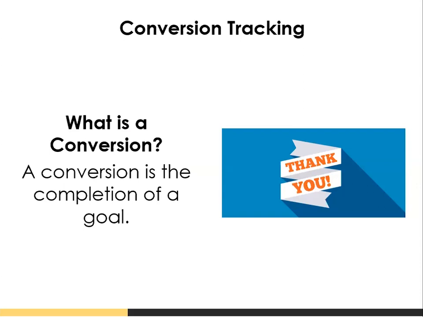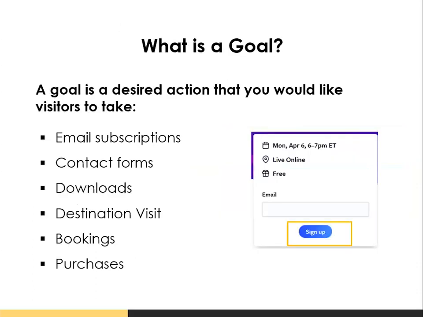So conversion tracking. So what is a conversion? A conversion is the completion of a goal. So essentially, it's the completion of an action that you want someone to take on your website, right? So what is a goal? A goal is a desired action that you would like visitors to take. So for example, signing up for an email, filling out a contact form, downloading a report, visiting a specific page on your site, making a booking or completing a purchase. These are all examples of goals that you might have for your site.